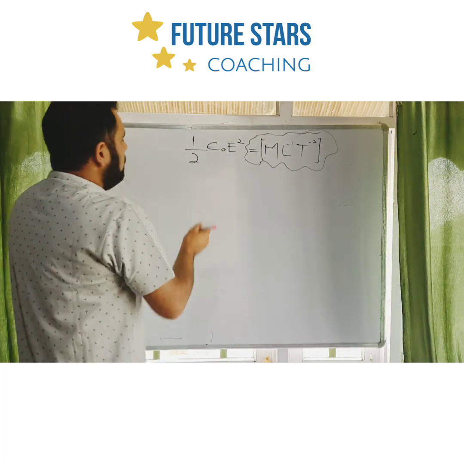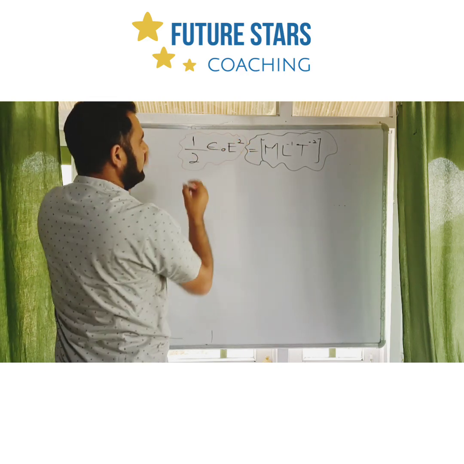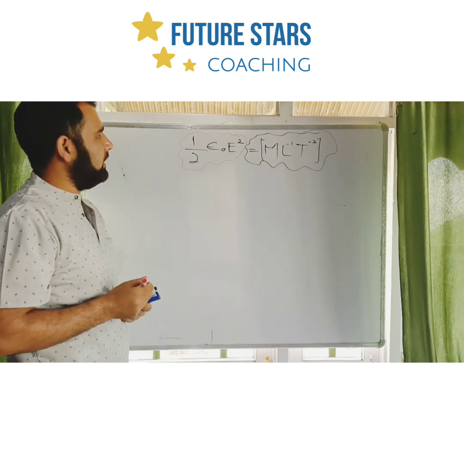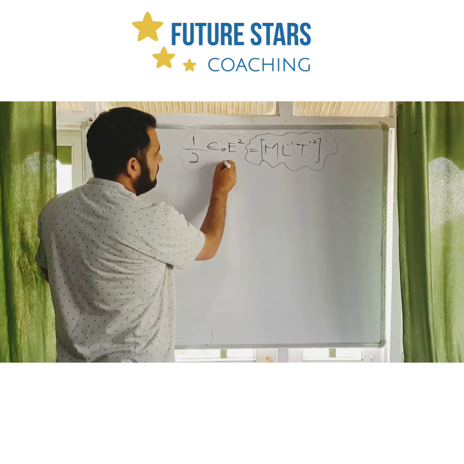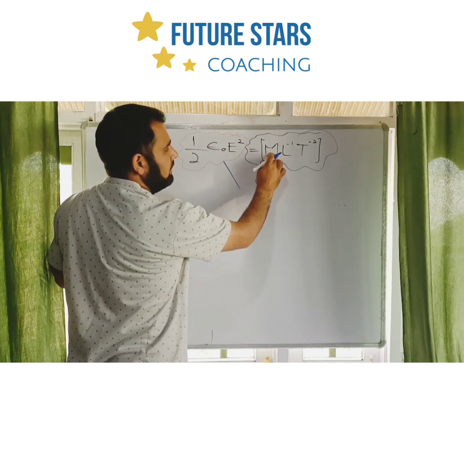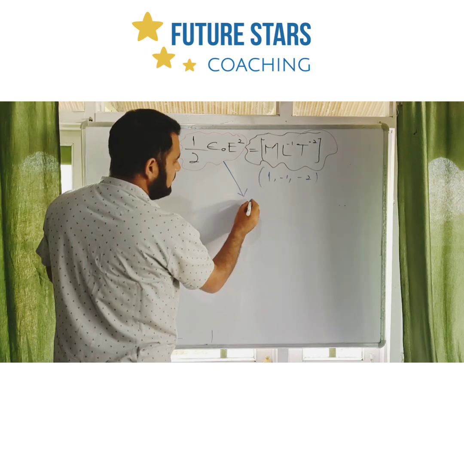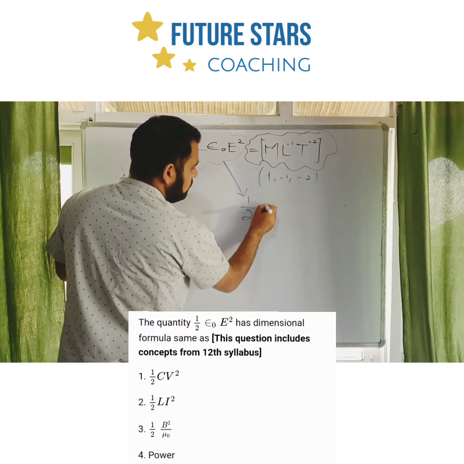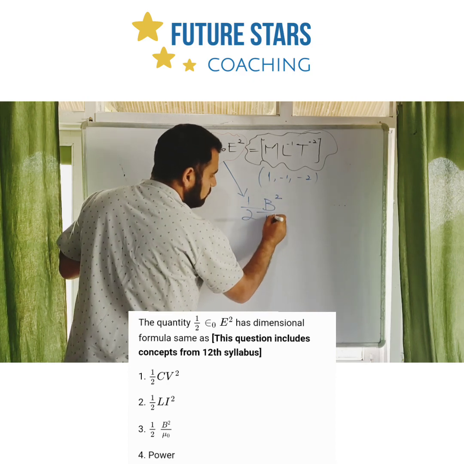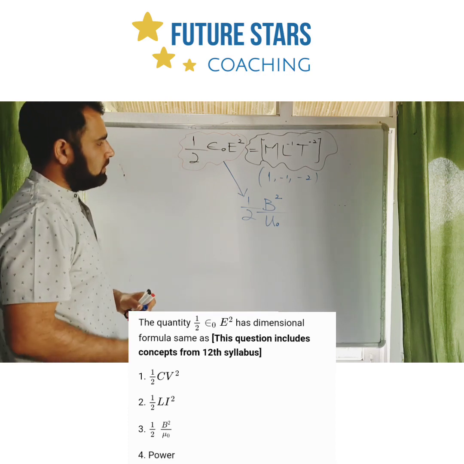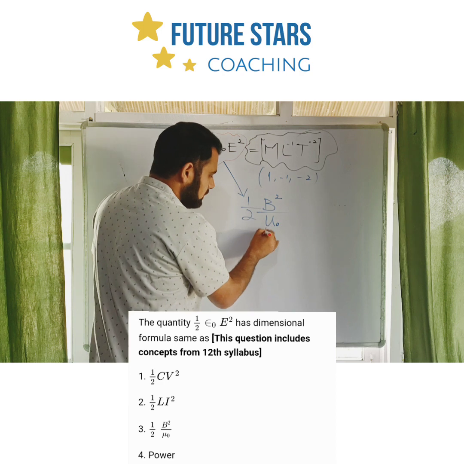See, we have this term 1 by 2 epsilon naught E square, that is, the square of the electric field. Its dimensional formula is M L raised to power minus 1, T raised to power minus 2, similar to that of 1 by 2 B square, where B is the magnetic field, divided by mu naught. So this mu naught here represents the permeability of space or the vacuum.